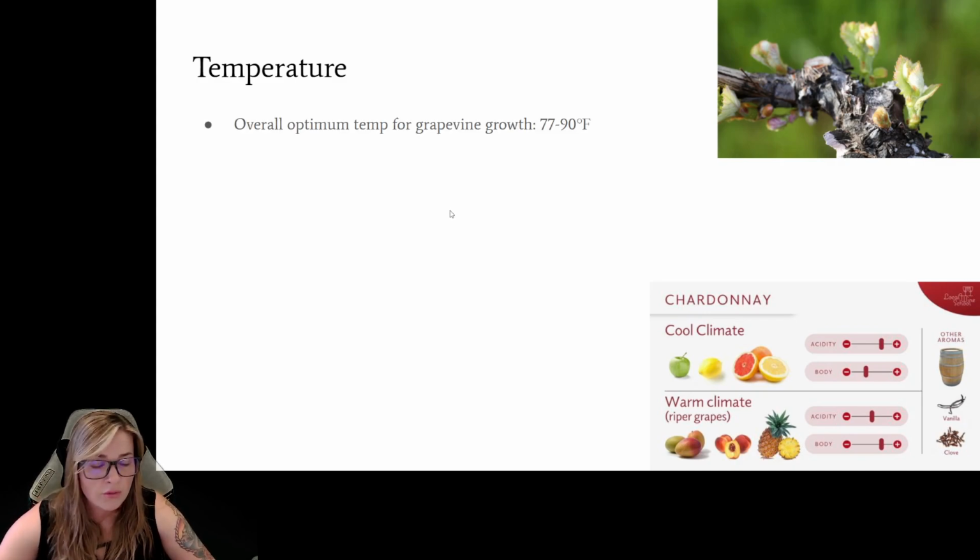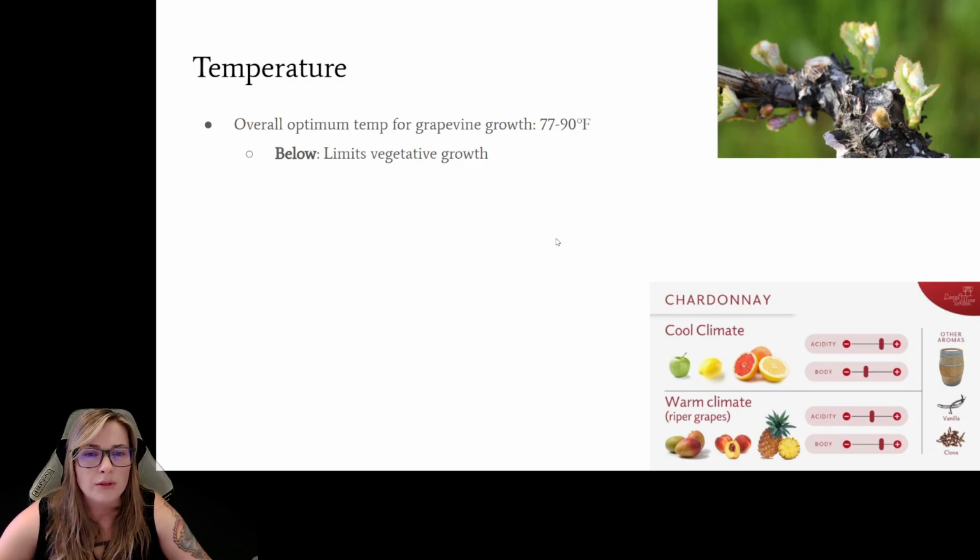Temperature. So overall, in a perfect world, the ideal temperature for growing a grapevine is between 77 and 90 degrees Fahrenheit. It actually enjoys those warmer days, right? Which works out really well for us in our region. Below this temperature, you get a lot of limitation on your vegetative growth. It just has a hard time growing. It grows very slowly, but it's not impossible, right?